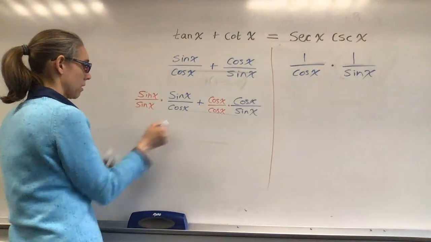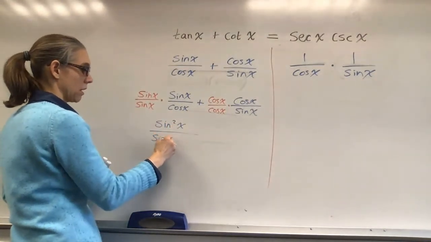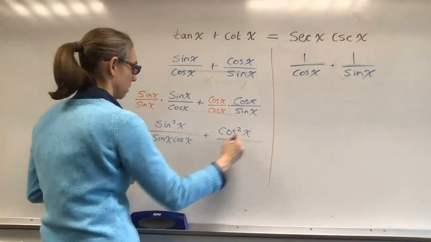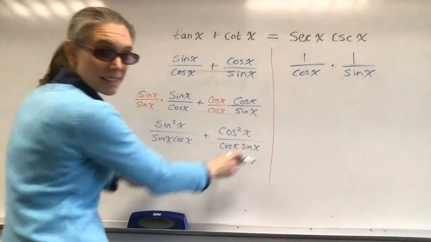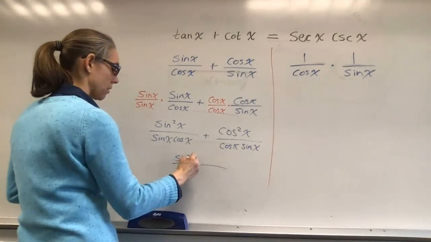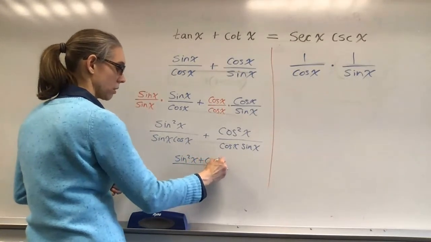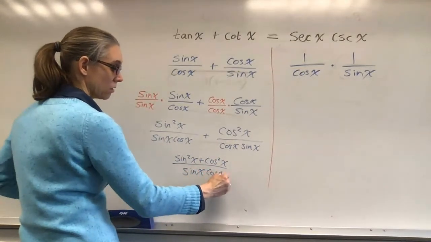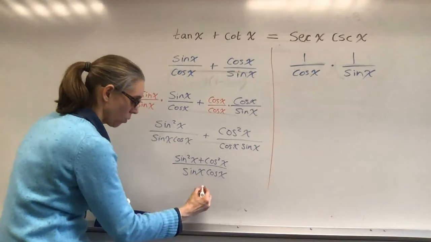So now I have sine squared x over sine x cosine x plus cosine squared x over cosine x sine x. But cosine x sine x is the same denominator, so we can combine this into one. Sine squared x plus cosine squared x over sine x cosine x, and then you can replace sine squared x plus cosine squared x with 1.